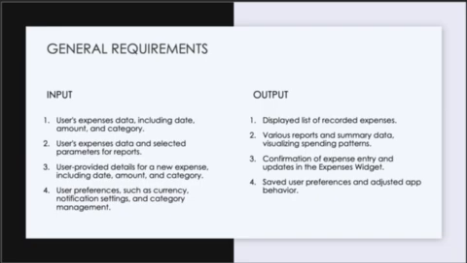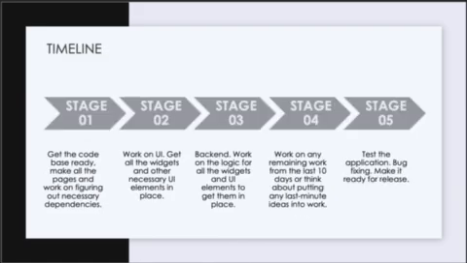The application looked like this for the timeline we followed. So we followed a five-stage timeline for this application. The preliminary stage is where we got the base of the code ready, basically the skeleton, as well as figuring out the necessary dependencies and making all the pages that we needed for this application. And then we moved on to stage two, where we worked on the majority of the UI and got all the widgets and the other necessary UI elements ready. So this was the stage after the preliminary stage.